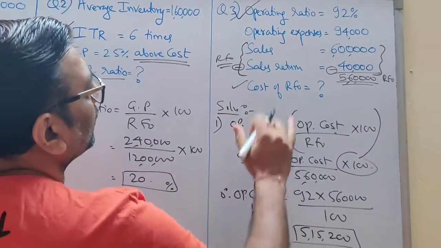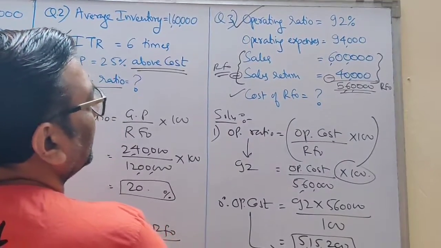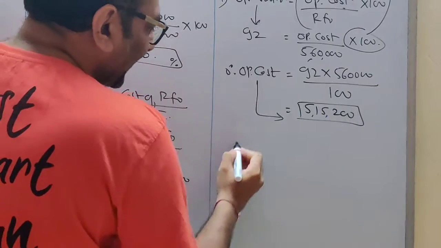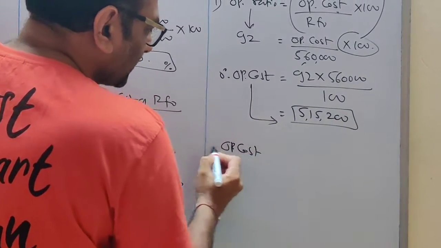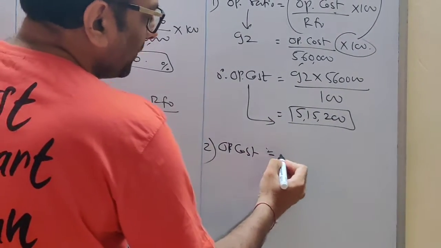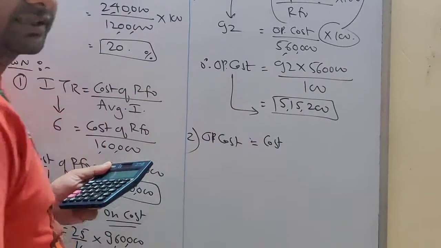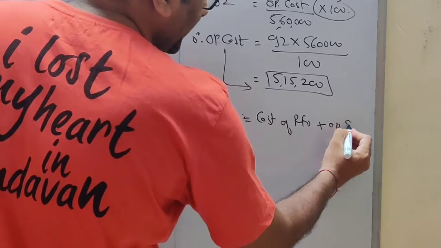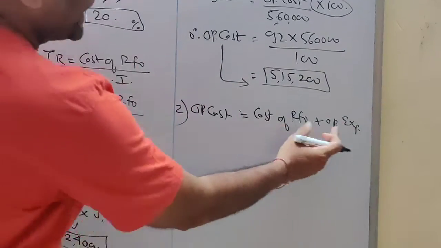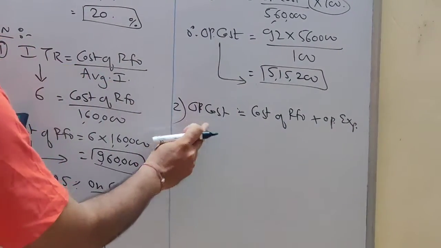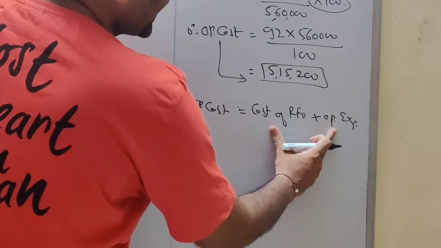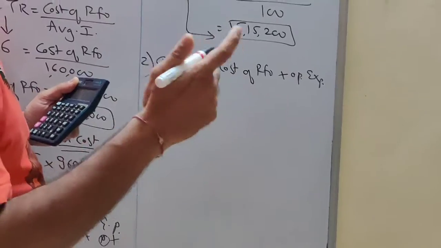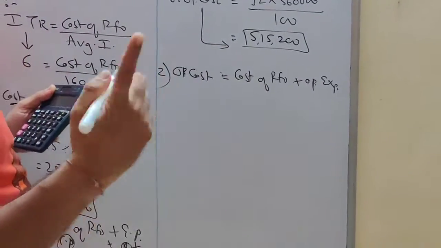Now students, we know the operating cost. Fine. So now, how to get cost of RFO? This is your second step now. Operating cost is equal to what, students? You have to add two things: cost of RFO plus operating expense. So when you add these two elements, you get operating cost. You refer to my solving formula which I have given to you in the previous video.